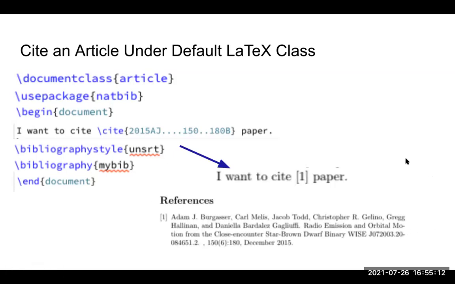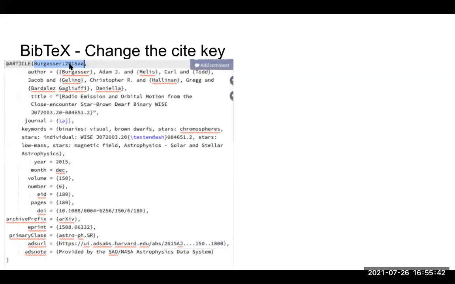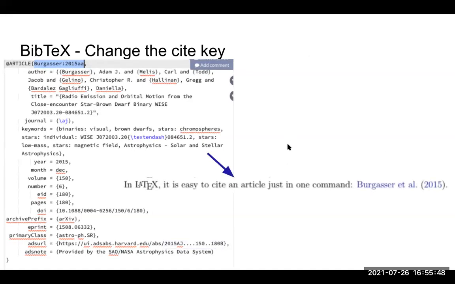So that's another option if you want to cite a paper in other classes, say in your experiment report, for example in your physics lab, then you can use other classes. And you can even change the cite key. This is in the bib file I showed in the same example before, and you can just rename it as like Bergasser colon 2015 AA, and you can still cite it with this key. You can name it whatever you want, so you have some flexibility.